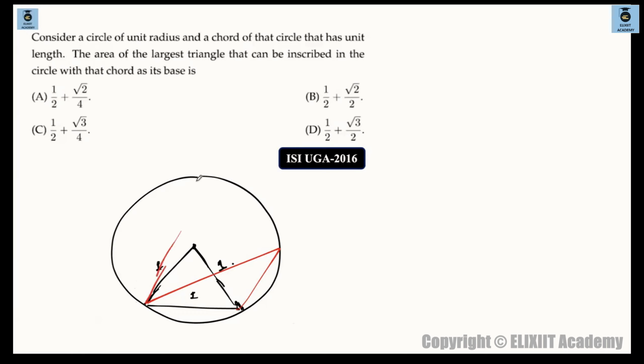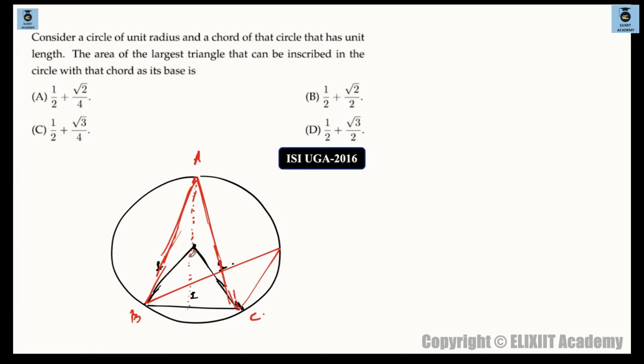So that will be this triangle. When you consider this triangle, you will have the area largest when the height is maximum. When the height is maximum, you will find the area to be the largest. Let's name this triangle ABC. So we have to find out the area of this triangle.